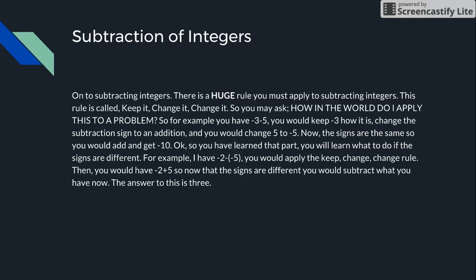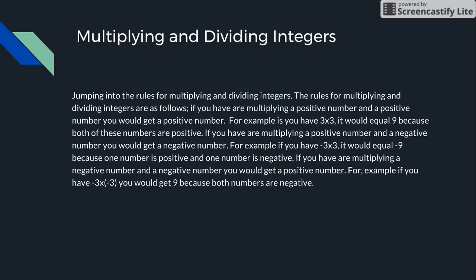Okay, so you have learned that part. Now you will learn what to do if the signs are different. For example, I have negative 2 minus negative 5. You would apply the keep, change rule. You would have negative 2 plus 5. So now that the signs are different, you would subtract what you have now. So the answer is 3.